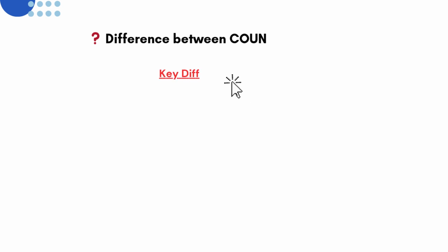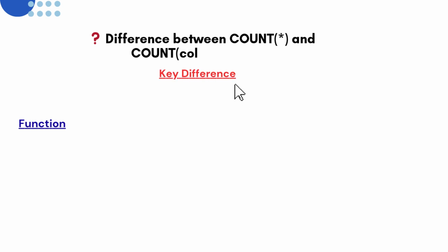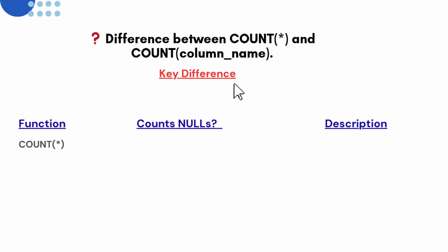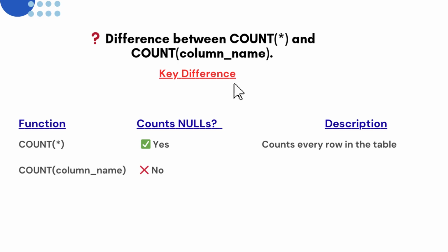So moving to the last question, the difference between count asterisk and count column name. Count star counts all rows even nulls, but count column name ignores nulls. So when you want an accurate record count including empty values, always go with count star.